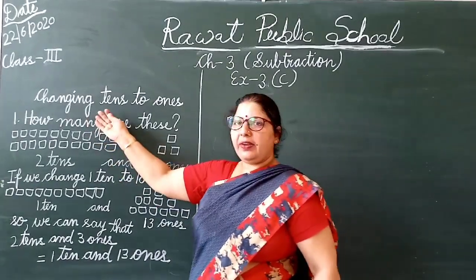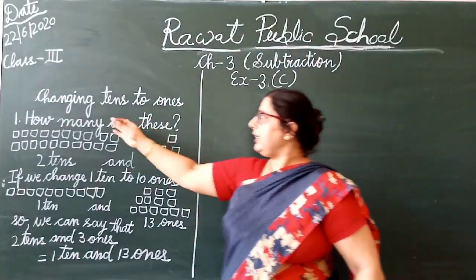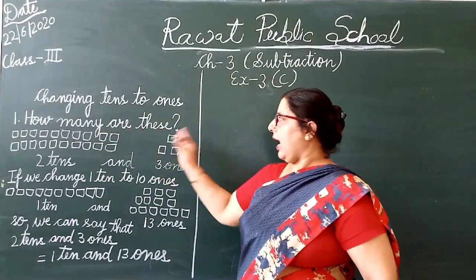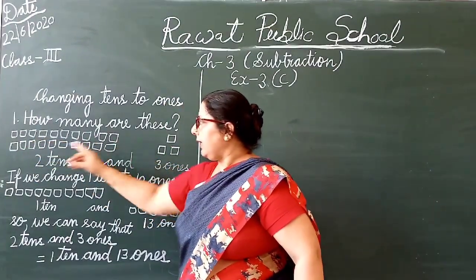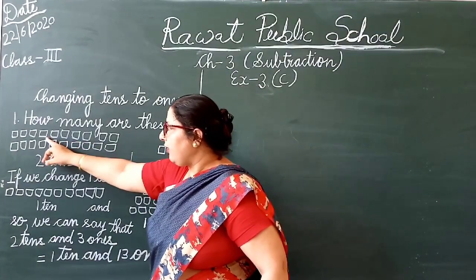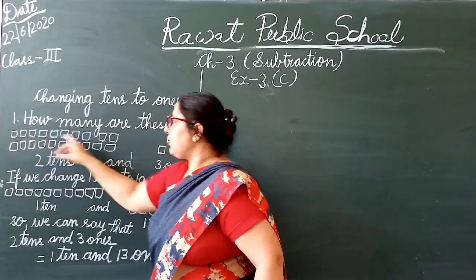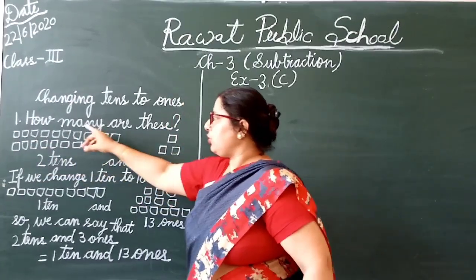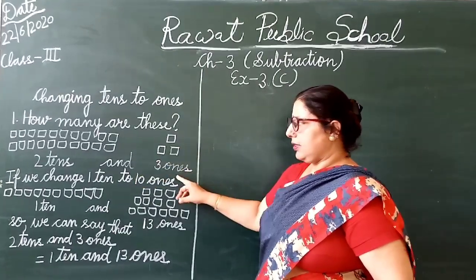Students, today we will explain how we change tens to ones. Changing tens to ones. How many are these? Count it. There are 10 blocks in this line and 10 blocks in this line. So 10 ones means 1 ten and 20 ones means 2 tens. This is 1 ten and this is 1 ten. So 1 plus 1 is equal to 2 tens and 3 ones.